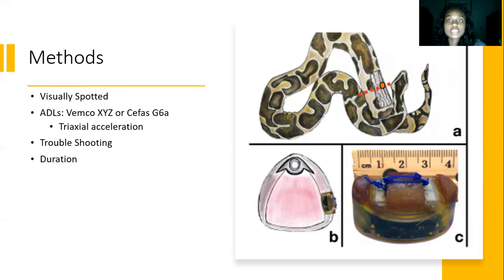Once the snakes were released, their movements were observed and noted for several minutes so that the acceleration signatures from the ADLs could be verified. This is to make sure that the ADLs were working properly. They did the same thing when the snakes were recaptured at the end of the trials to make sure that the ADLs were working the same way.